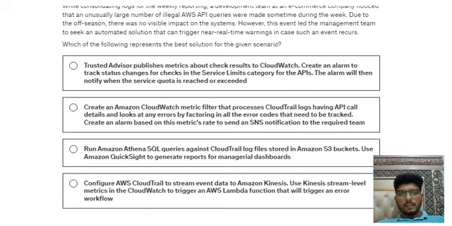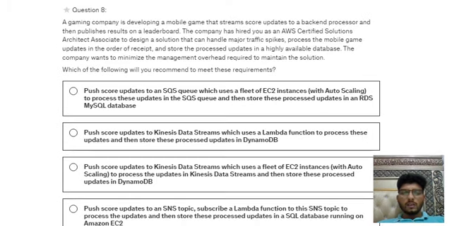Right, and the next question is question 8. A gaming company is developing a mobile game that streams score updates to the backend, processes them, and then publishes the result in the leaderboard. The company has hired you as an AWS Certified Solutions Architect Associate to design a solution that can handle major traffic peaks and spikes, and process the mobile game updates in the order of receipt.